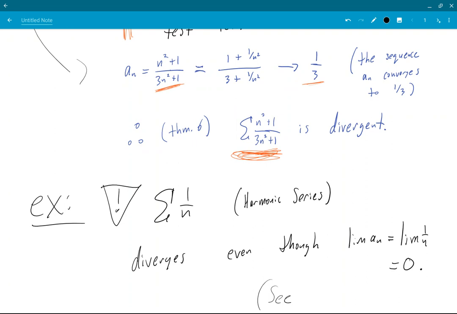Okay, there's a nice proof of this. It's a bit involved for a lecture. See page 713. This is a nice little demonstration. I wish I had time to do it, but I don't. Okay, so what's the take home here? The take home is, well, what I've written. Even though the limit of the corresponding sequence is 0, that doesn't mean that the series converges.